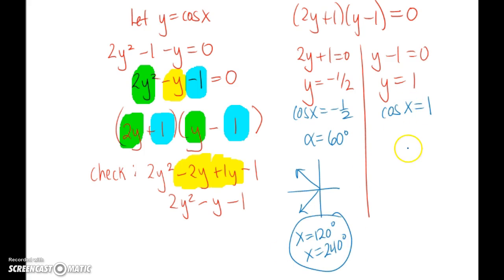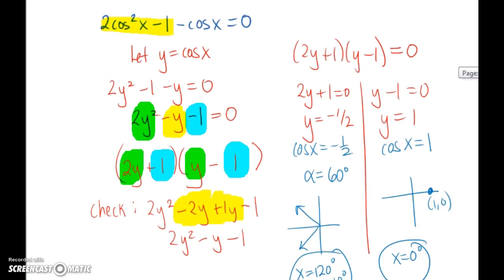Okay. Here where cosine x equals 1, that's quadrantal. Cosine is the x-coordinate, and that's equal to 1 over here at 0 degrees. And so our three solutions are 120 degrees, 240 degrees, and 0 degrees.